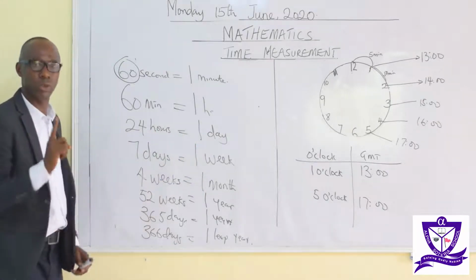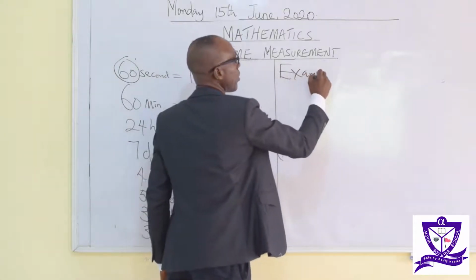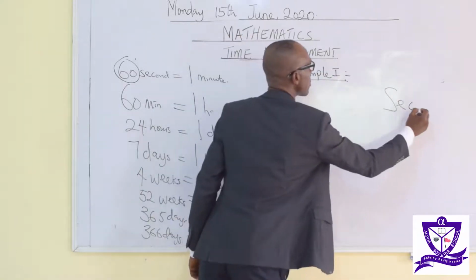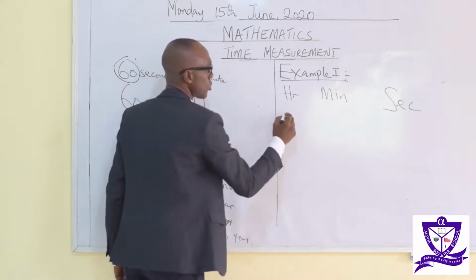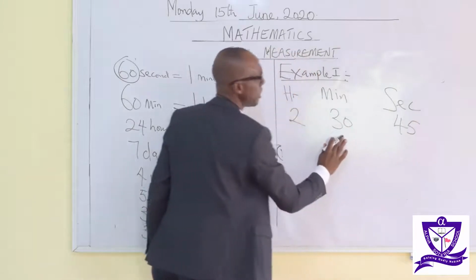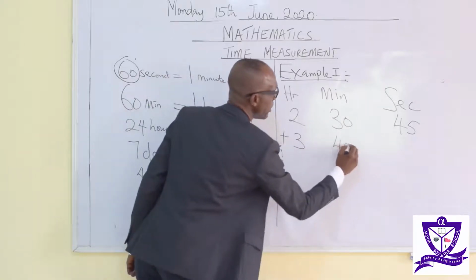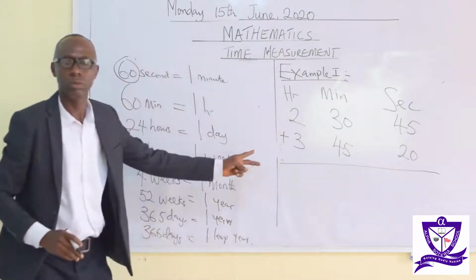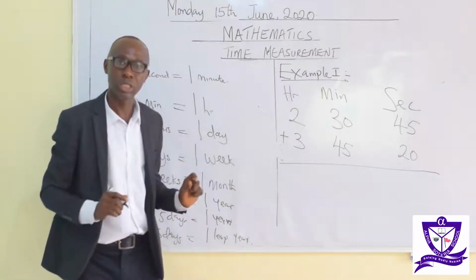Let us apply it in one example. Example 1. We have seconds, minutes, and hours. 2 hours, 30 minutes, 45 seconds, plus 3 hours, 45 minutes, 20 seconds. Now, this is your application, your common entrance examination. A question can come in this way. What do we need to do?